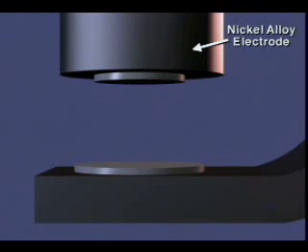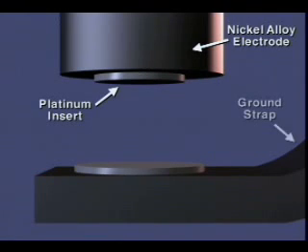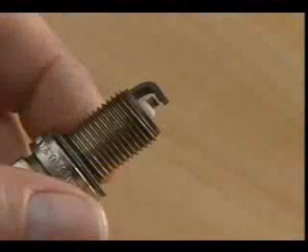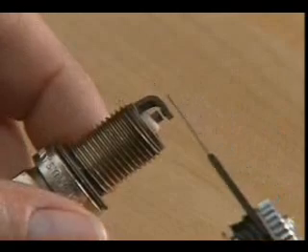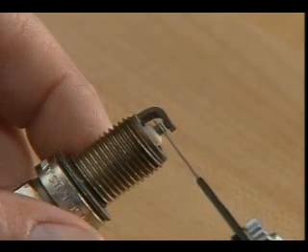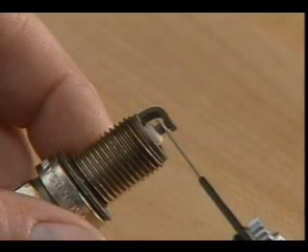Additionally, the center electrode has a platinum insert and the ground strap has a platinum pad to improve conductivity and provide reliable operation. New plugs are pre-gapped. They may be visually inspected, but should not be gapped or cleaned.